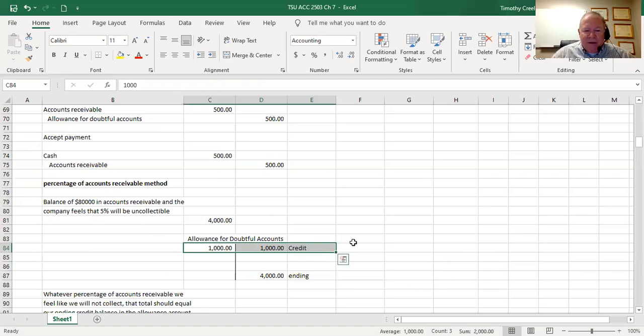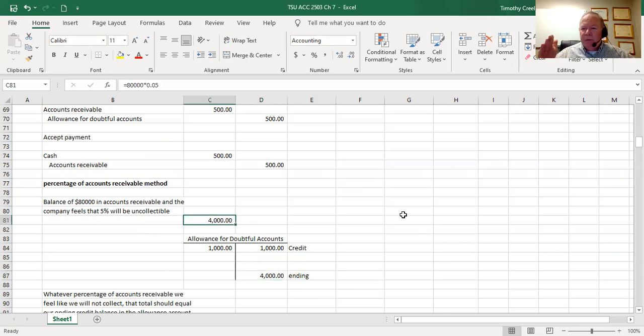So if we've got a $1,000 credit balance, then our adjusting entry needs to be whatever it takes to have a $4,000 ending credit balance in the allowance account. If we have a $1,000 debit balance, our adjusting entry would have to be for whatever it takes to have a $4,000 ending credit balance, because that's the percentage of accounts receivable that we feel like we're not going to collect. So the difference between percentage of sales and percentage of accounts receivable is how you handle the adjusting entry for bad debt expense. That's basically going to be the only difference between the two methods.